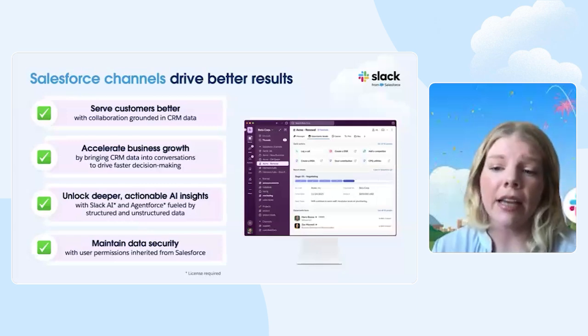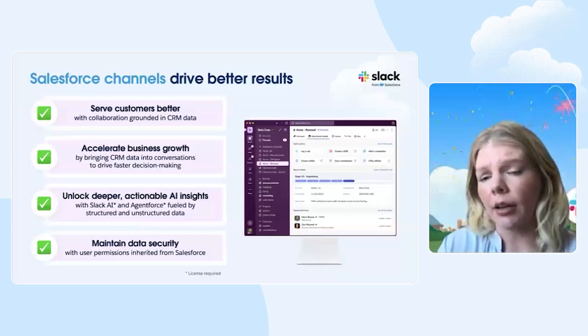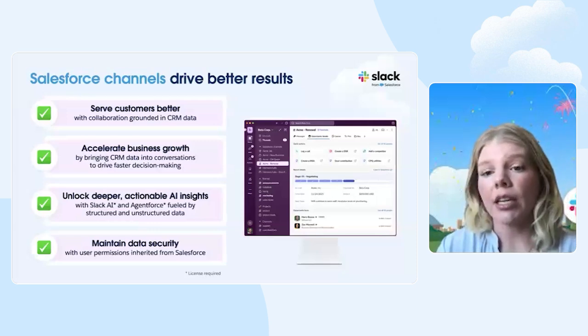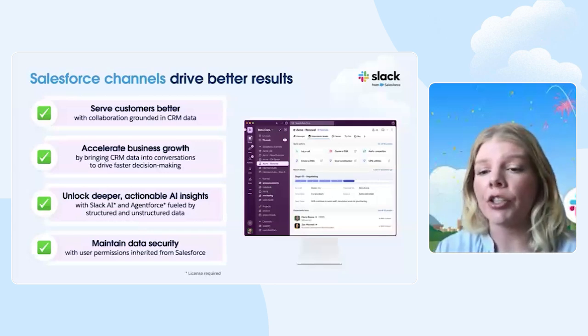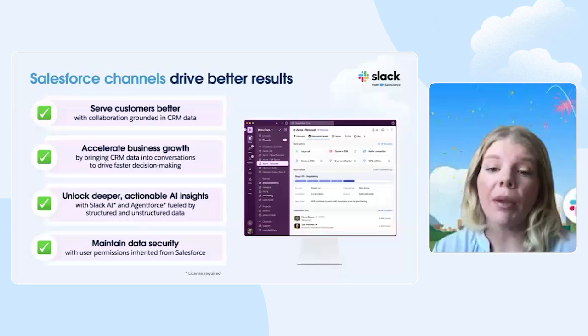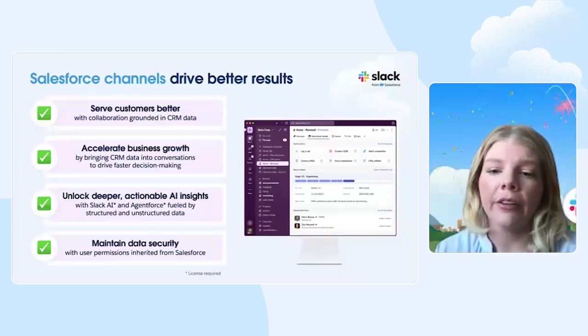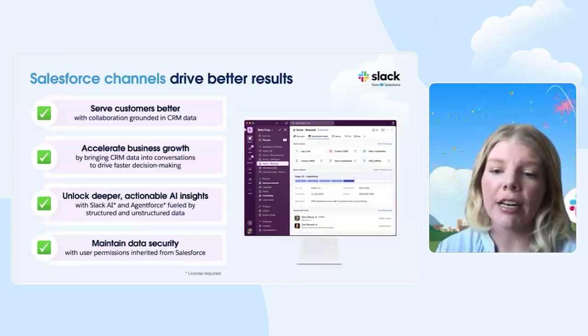And with AI insights pulling from both structured customer data and unstructured conversational data, your team can make those decisions faster. Each Salesforce channel automatically generates a layer of knowledge that AI features like Slack AI or Agentforce can tap into, unlocking deeper, actionable insights for your team. Finally, permissions are inherited from Salesforce, ensuring data security. People only see and edit the data they're allowed to.